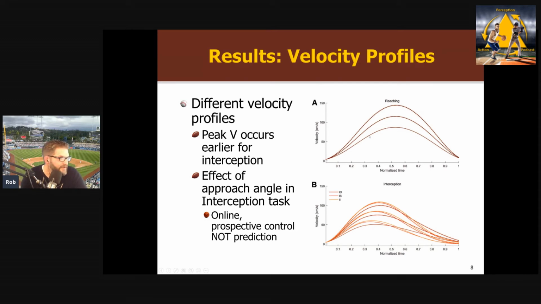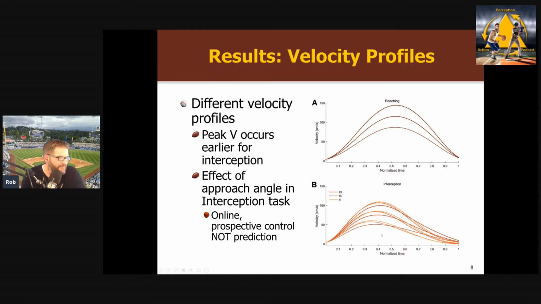So a couple points here. One is you were seeing different movement profiles for the 2 different tasks. In the reaching task, it's very symmetrical, right? The peak velocity occurs about halfway through the movement for all the distances, right? So you're controlling the reach by varying the velocity, right? In the interception task, you can see it's very asymmetrical. The peak velocity, the maximum height of these curves, is occurring earlier, and there's a longer deceleration phase.